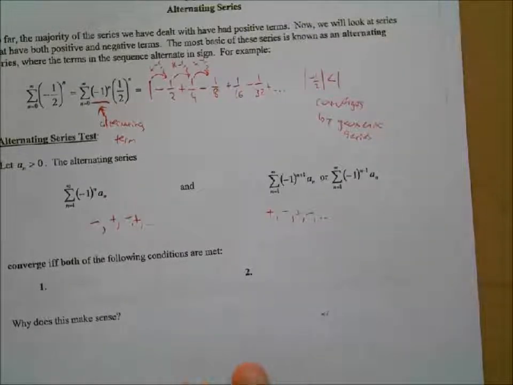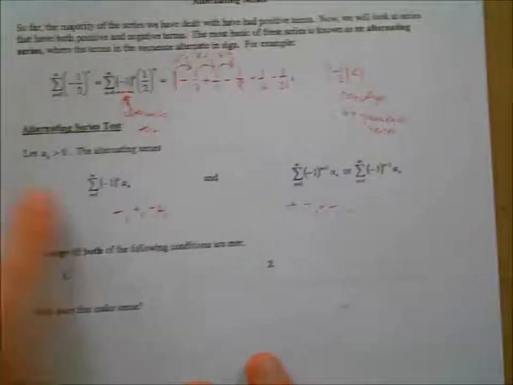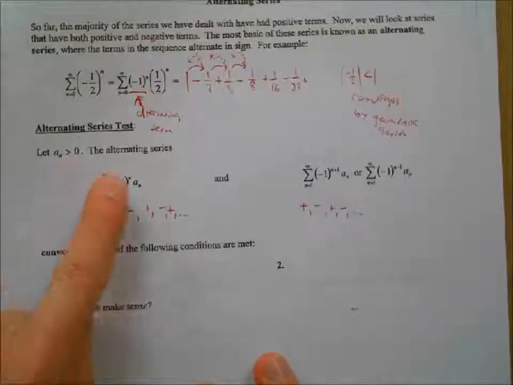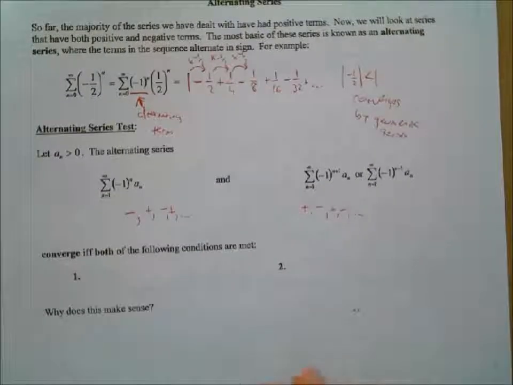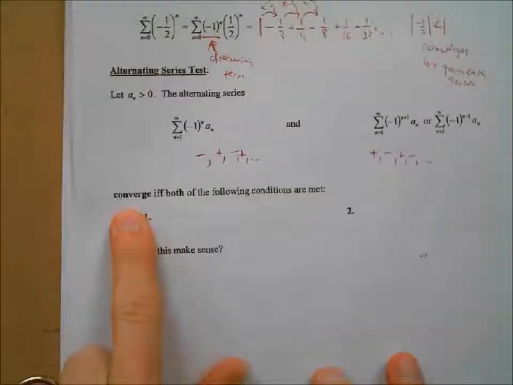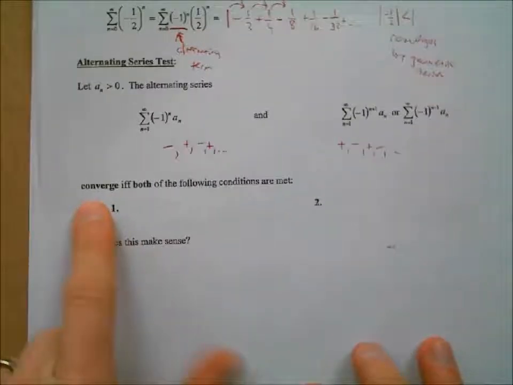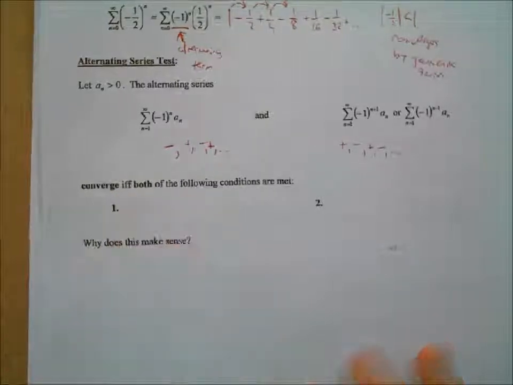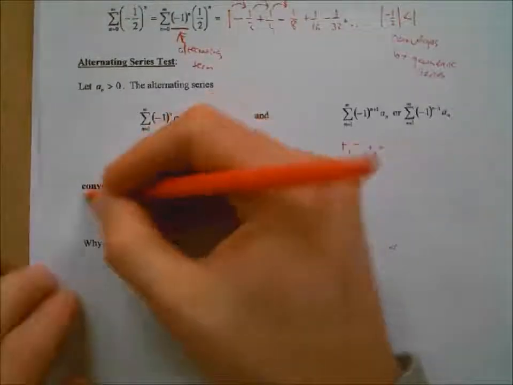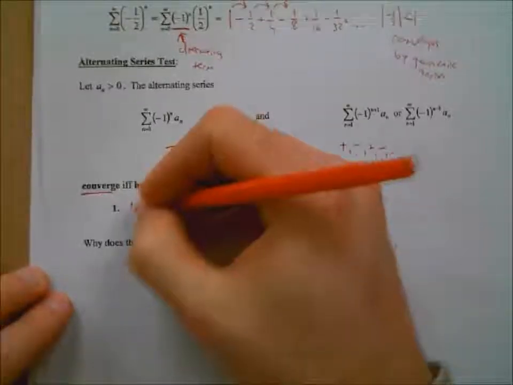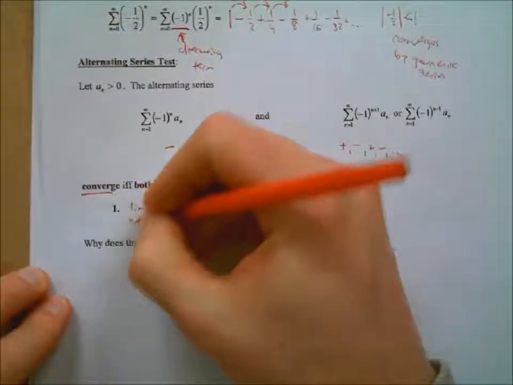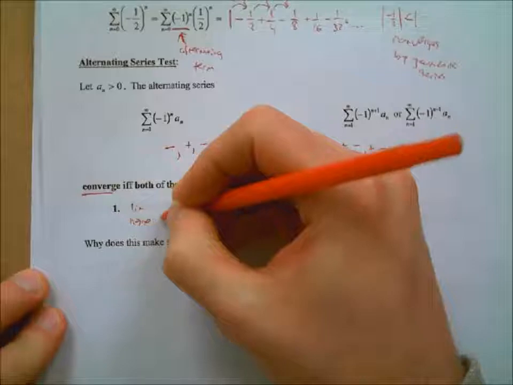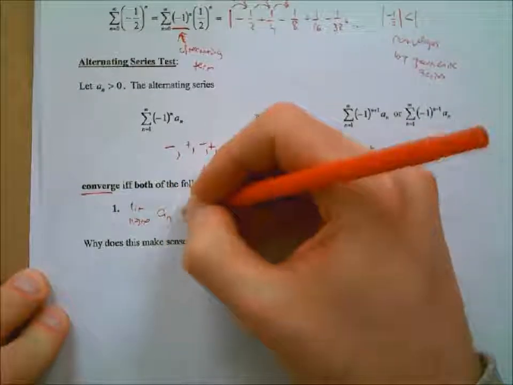So, should you have an alternating series like this, where a sub n by itself is always greater than 0, but then you have the alternating pieces in front, these will converge if and only if both of the following conditions are met. So this is for convergence here. The limit as n approaches infinity of a sub n is equal to 0.